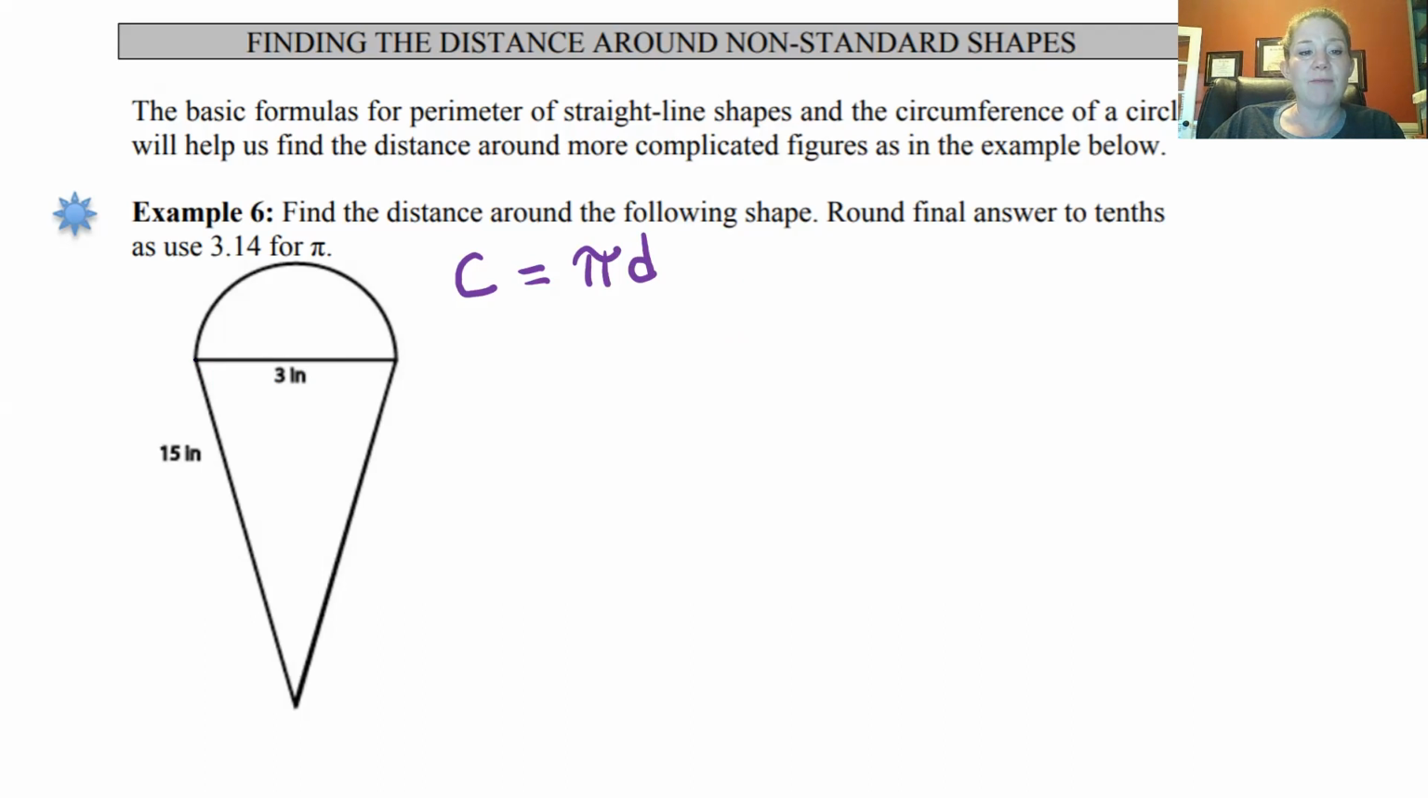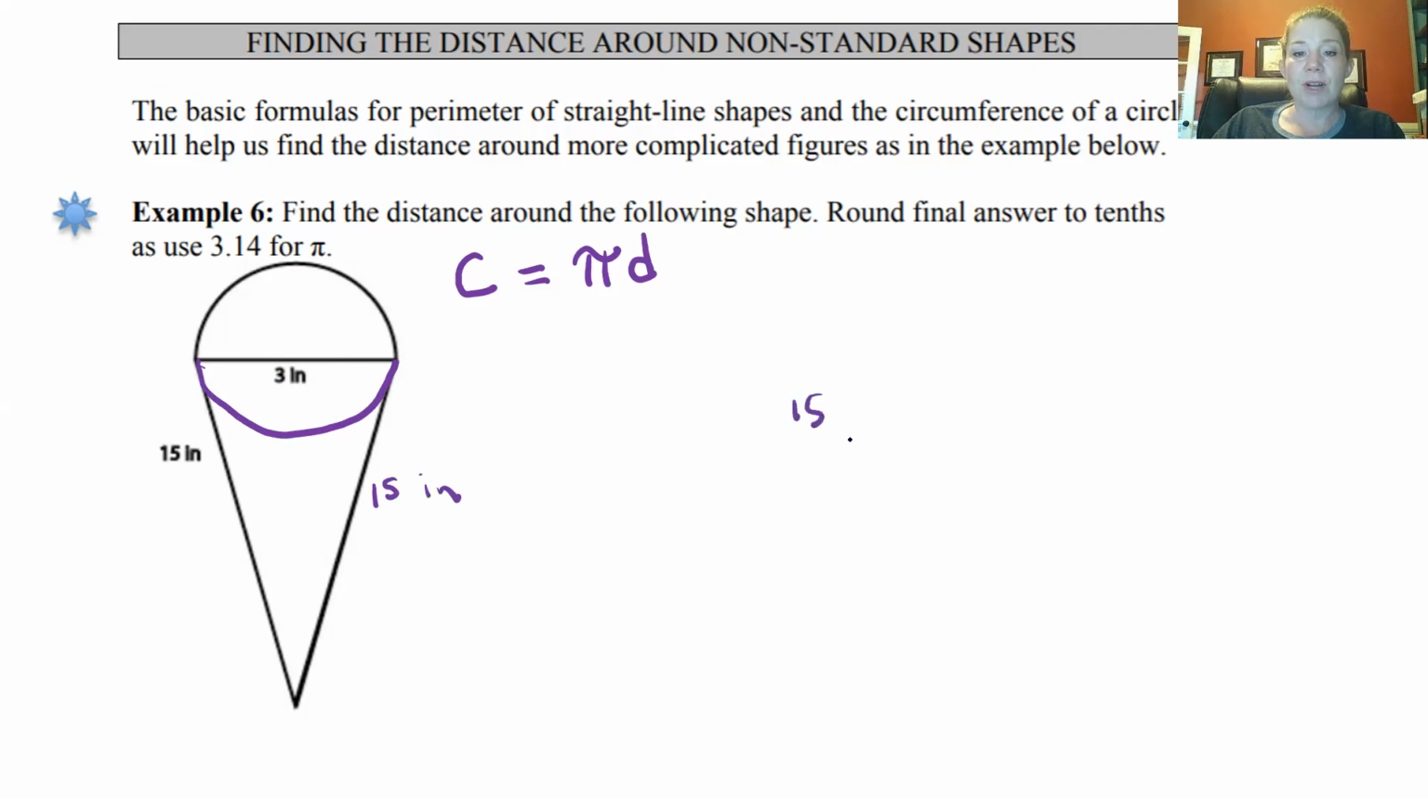So if my circle continued, 3 is the diameter, right? I understand we only have half a circle. We'll deal with that in a few minutes. All right, so basically we want to know if this side is 15 inches, I betcha we're going to assume this side is 15 inches.